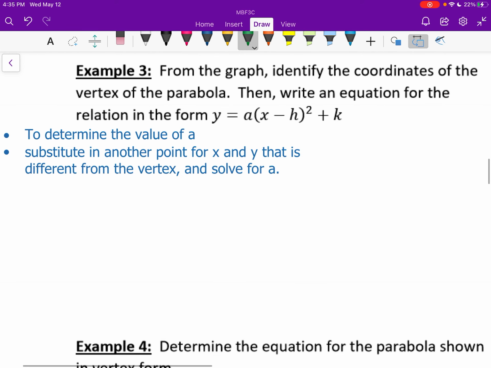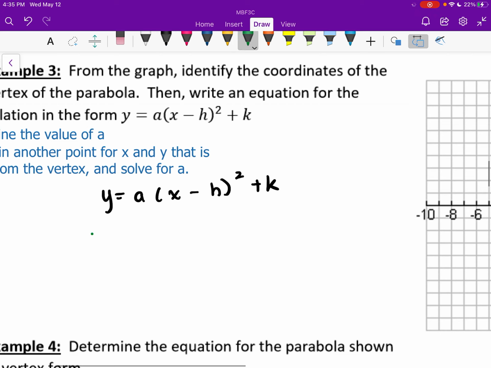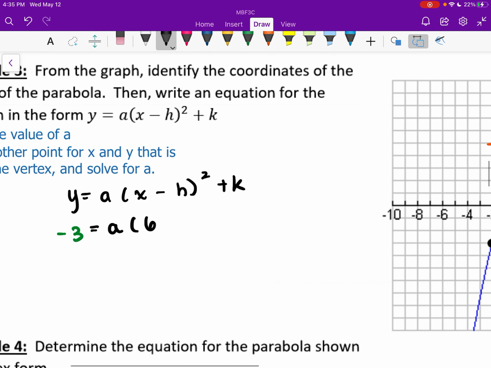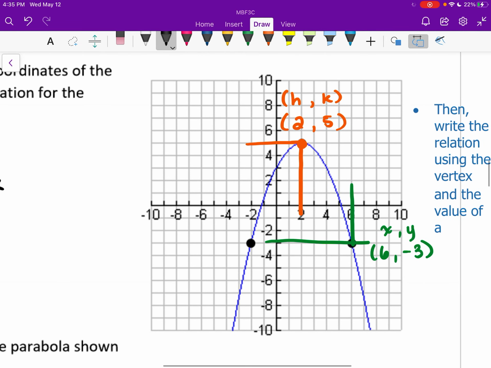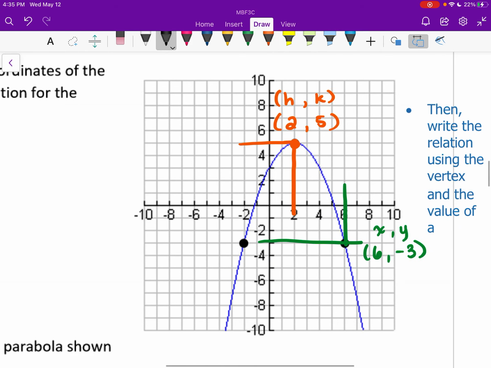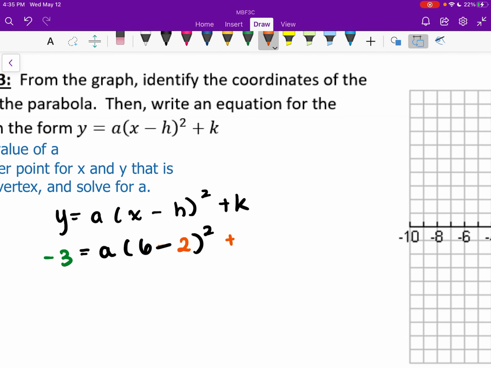So again, I'm going to go back to my original equation. I'm going to say, okay, y equals a times (x minus h) squared plus k. Right, I know my y value is -3, just from that point on the graph. I don't know what my a value is, so that's what I'm still looking for. I know my x is 6. My h is 2, right? Minus 2 squared. And then my k value is 5, right? And I just get that from the vertex, plus 5.